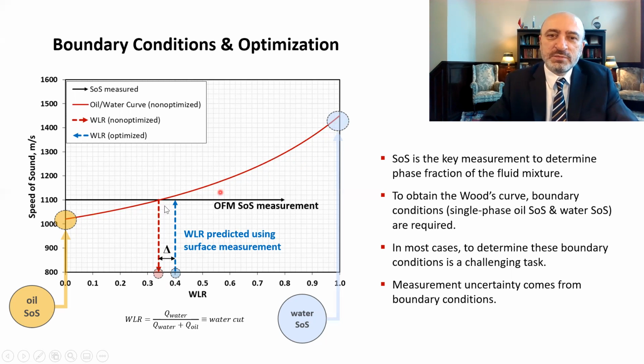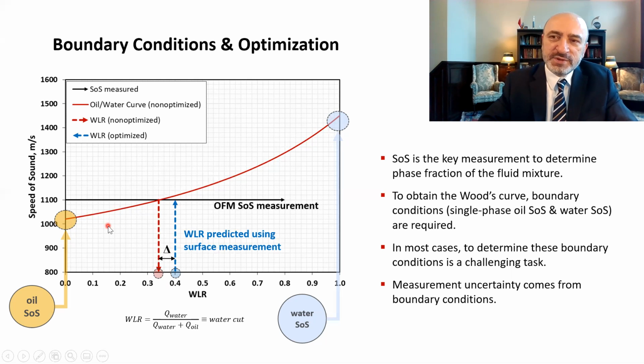So then, which boundary condition should we be optimizing? Usually, the most common approach is to optimize the oil speed of sound, because the test separator data most of the time is available when the fluid mixture is a two-phase flow. So maybe several months after the production started, and the oil is a compressible fluid. Depending on the type of the oil, as I mentioned, this point may change significantly, especially compared to the water point.